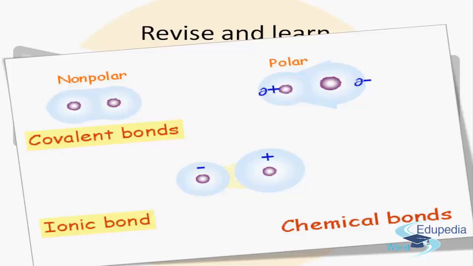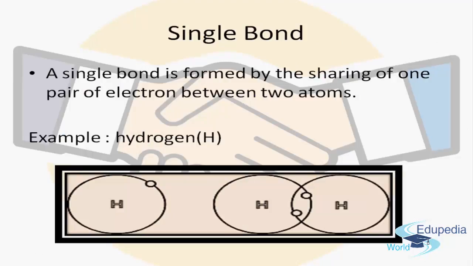So I hope you have now revised. Let's start with the session now. The first type of covalent bond we call the single bond. A single covalent bond consists of one pair of shared electrons. In other words, a single bond is formed by the sharing of one pair of electrons between two atoms. We can have an example here.